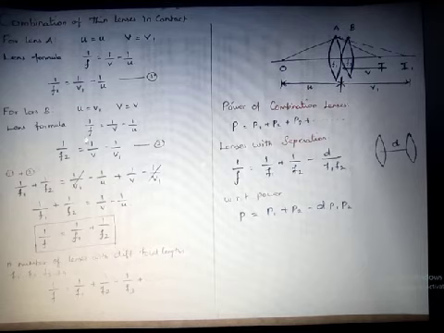Instead of this f, we write f2, because the focal length of lens B is f2, and 1 by v is the same; instead of u, we should write v1. Okay, this is equation number 2. So what we are doing here is equation 1 plus equation 2. These two equations we should add over here.